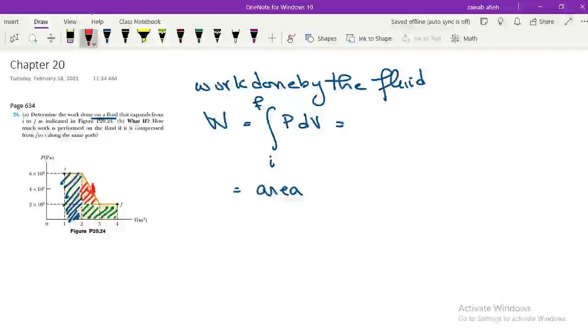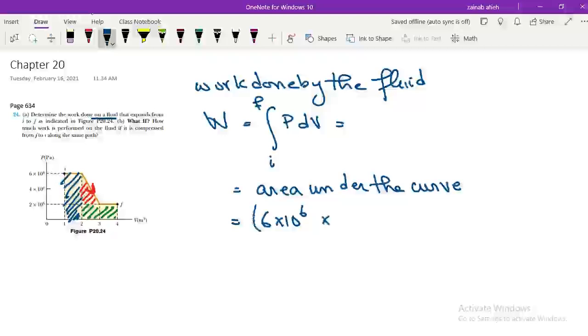So it's equal to the area under the curve, which is equal to, so let's do. Now the first one in blue, it's a rectangle. You can see that the area of a rectangle is base times height, or length times width. So it's 6 times 10 to the power 6 times the width here, it's 1, as you can see. So the distance from 1 to 2 is 1, so times 1.